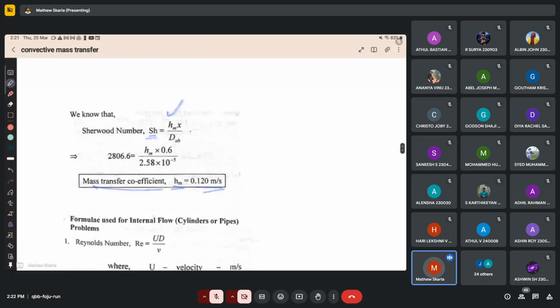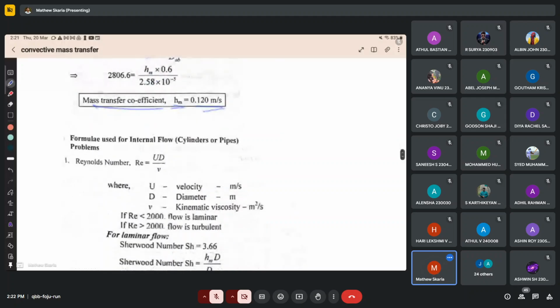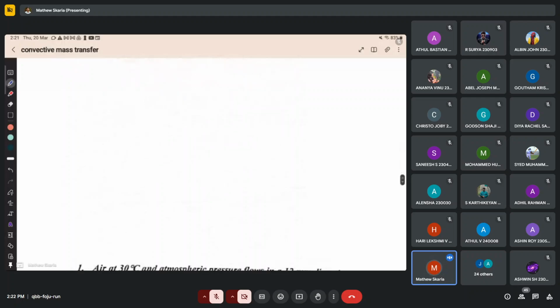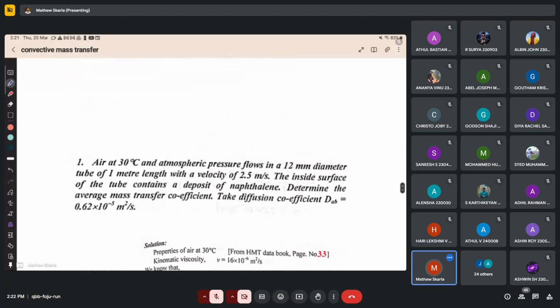So a similar problem has been given in the assignment. The second problem which was given is connected with an internal flow: air at 30 degrees and one atmosphere pressure flows in a 12 mm diameter tube of 1 meter length with a velocity of 2.5 meter per second.